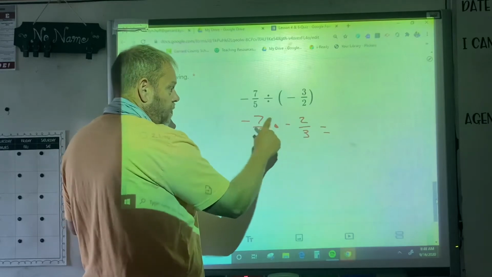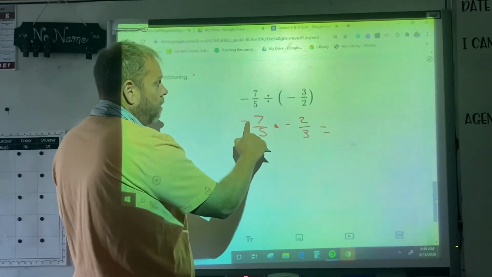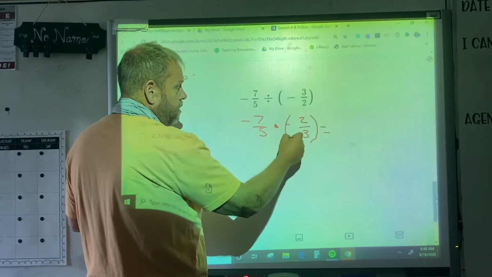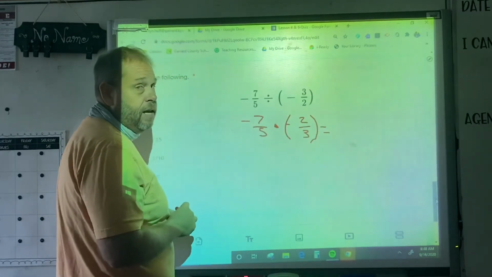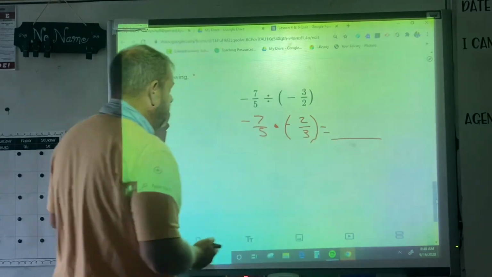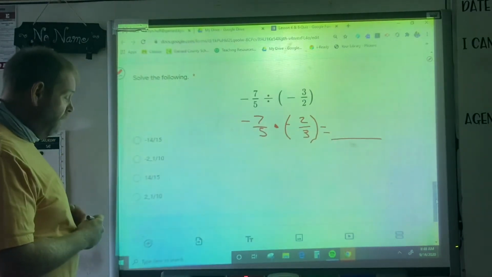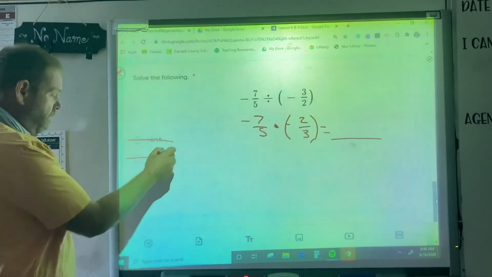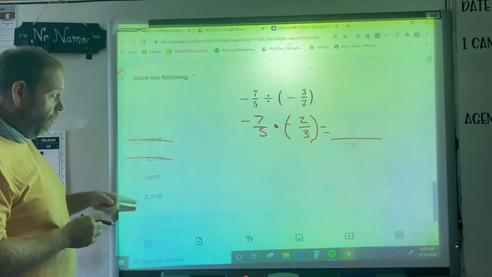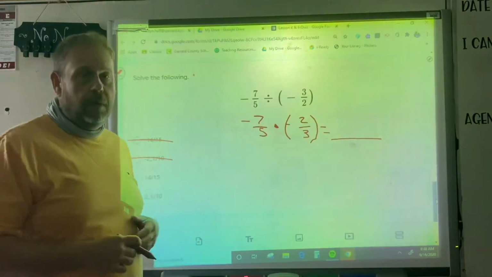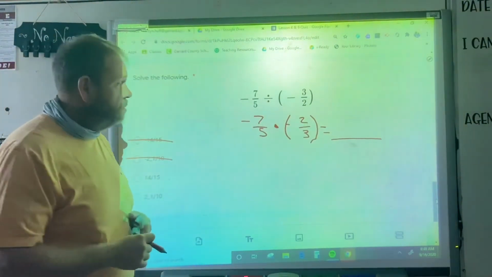My signs are not alike. I'm sorry, actually they are. I got a negative and I got a negative. In fact, I'm even going to put that in parentheses just so that that negative and that multiplication sign don't run together. So my signs are alike, so I know I'm going to have a positive answer. So if I'm going to have a positive answer, it can't be this negative one, and it can't be this negative one. It's got to be one of those. Has to. All you have to do is multiply straight across.